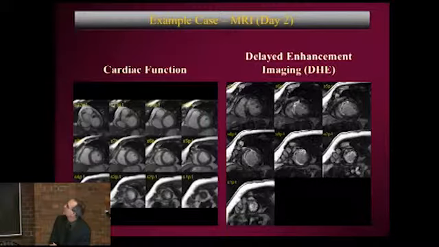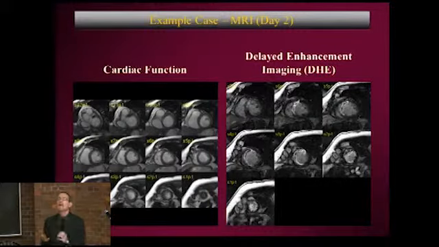But if you look really carefully in the anterior segment of some of these middle images, you can see that while the wall is squeezing really well over here, it's actually not over here. So the wall is not thickening, which suggests that that wall is really non-functional.